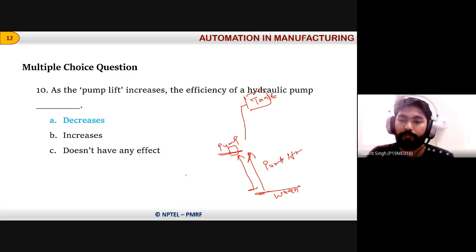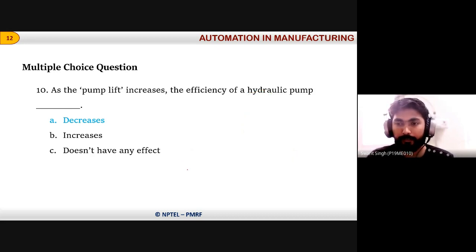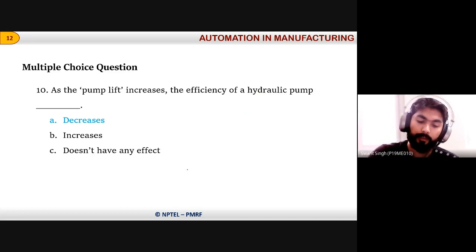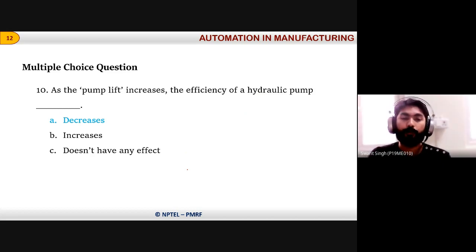If we increase this height, what will happen? Obviously the efficiency of the hydraulic pump decreases, because every hydraulic pump has its efficiency defined based on the value h. Whenever you go to a shop to purchase a pump, they will ask about these parameters: up to what height you have to throw the liquid, and from what depth you have to suck the fluid.